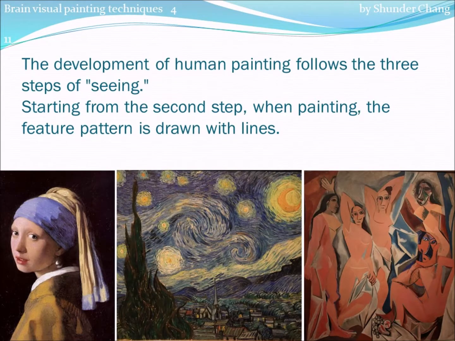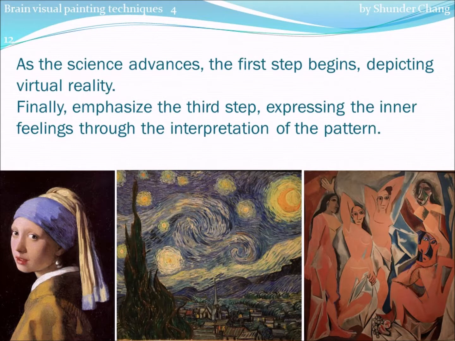The development of human painting follows the 3 steps of seeing. Starting from the 2nd step, when painting, the feature pattern is drawn with lines. As the science advances, the 1st step begins, depicting virtual reality. Finally, emphasize the 3rd step, expressing the inner feelings through the interpretation of the pattern.